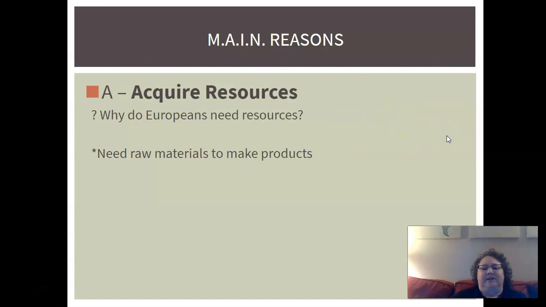So our next reason is to acquire. Acquire means to get resources. So again, we need those resources like cotton, which particularly for the British would come from Egypt and India. They're also going to need like the palm oil, the rubber, all those things. We also need coal. I mean, there's a whole litany, a whole list of resources that are needed in order to produce goods. So make sure you also not only fill in acquire resources, but also need raw materials to make products.